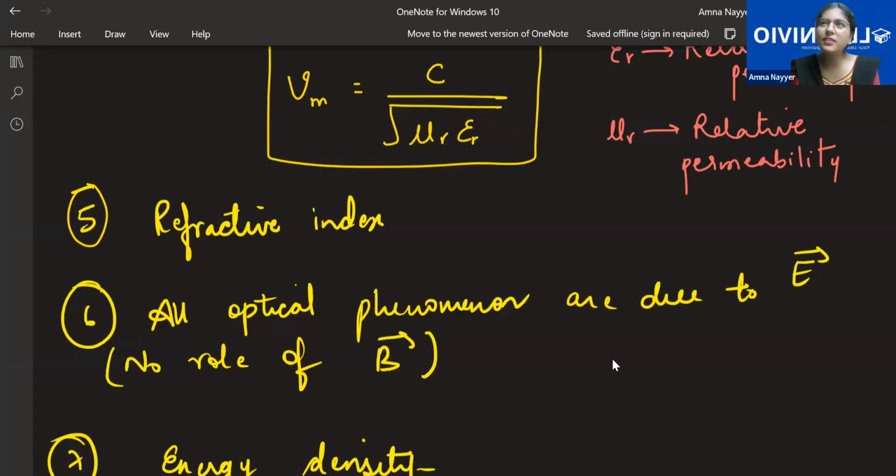Refractive index, I'll just tell you very briefly because we have to do it again. For mirrors, lenses, all these materials, there is the optical density, not the material density. The optical density is given by the refractive index. It's like a measurement. So basically the speed in a medium is equal to the speed of light divided by n.